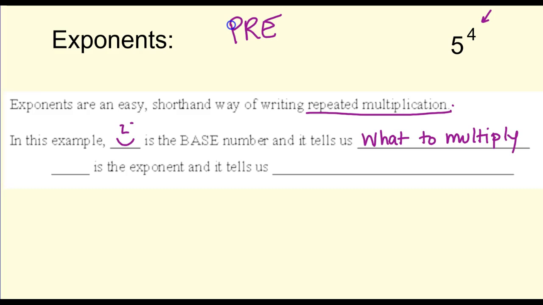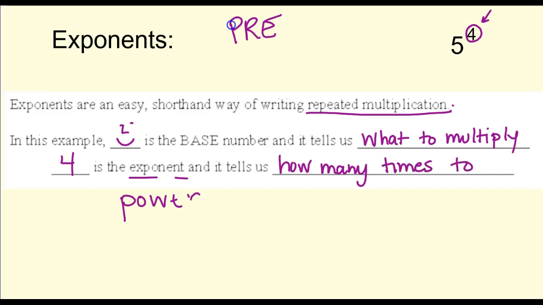And then in my example, the 4 is the exponent, or sometimes we also call it a power. It's the little number, that should say power. It's this little number up here written up in the corner. Okay, and the exponent tells us how many times to multiply. All right. Good, so you have those filled in on your paper. Let's look at a couple examples.